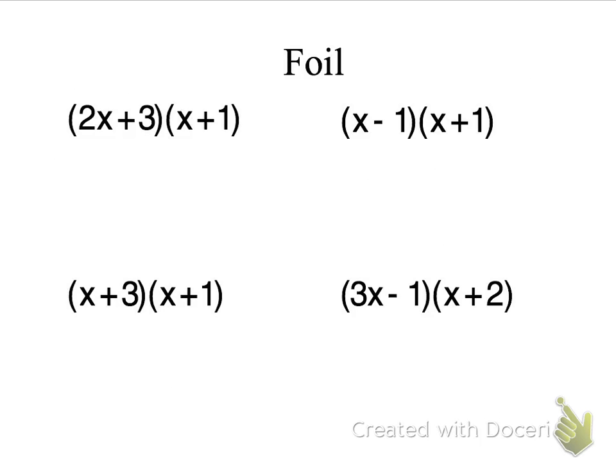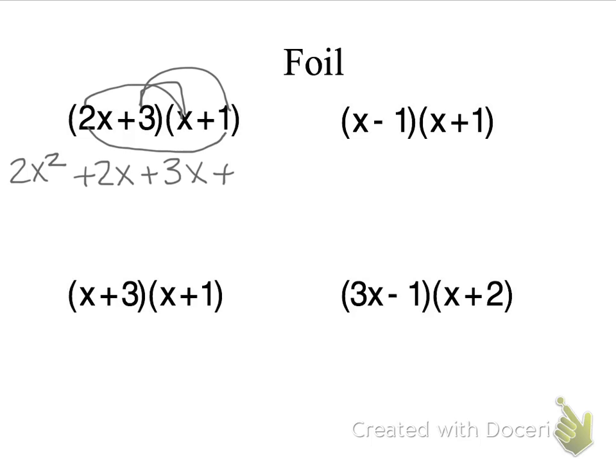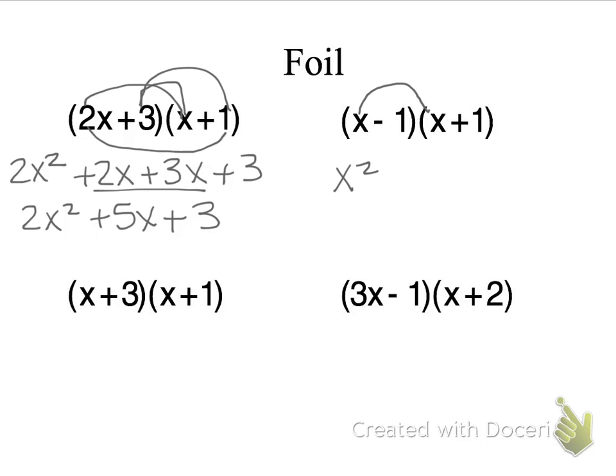Okay, so this we're going to FOIL. So foiling is first, outside, inside, last. So for this first one, our first is 2x times x, which is 2x squared. Outside, so my outermost terms is 2x times 1, so 2x. Inside is 3 times x. And my last is 3 times 1. Okay, so I'm going to get 2x squared. We can combine these to get 5x. Remember, when we're adding and subtracting things with the same base, our exponents do not change. So that's my answer.